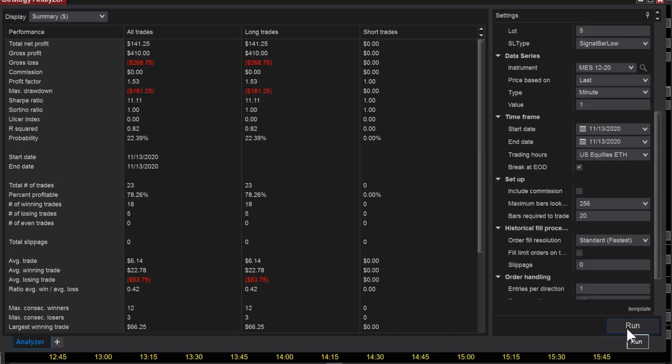Wow. All right, that's just today, the 13th. That's really good. It's pretty good here. Profit factor, let's see. That's extended hours. That's 78%. Profit factor 1.53.